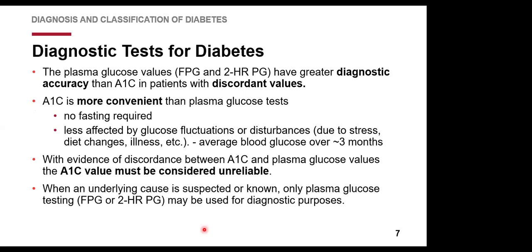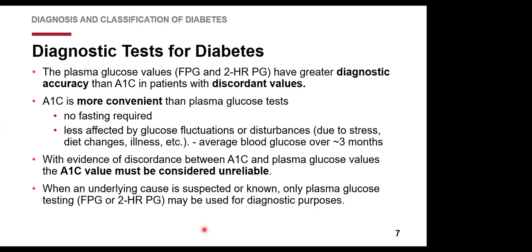So what we need to know is that the plasma glucose values, that is from the fasting plasma glucose or the oral glucose tolerance test, have a greater diagnostic accuracy than the A1C, especially in those patients with discordant values. By discordant, I mean if the A1C value is not elevated, but these plasma glucose values are elevated. So there is a difference. That means you take the plasma glucose values rather than the A1C.